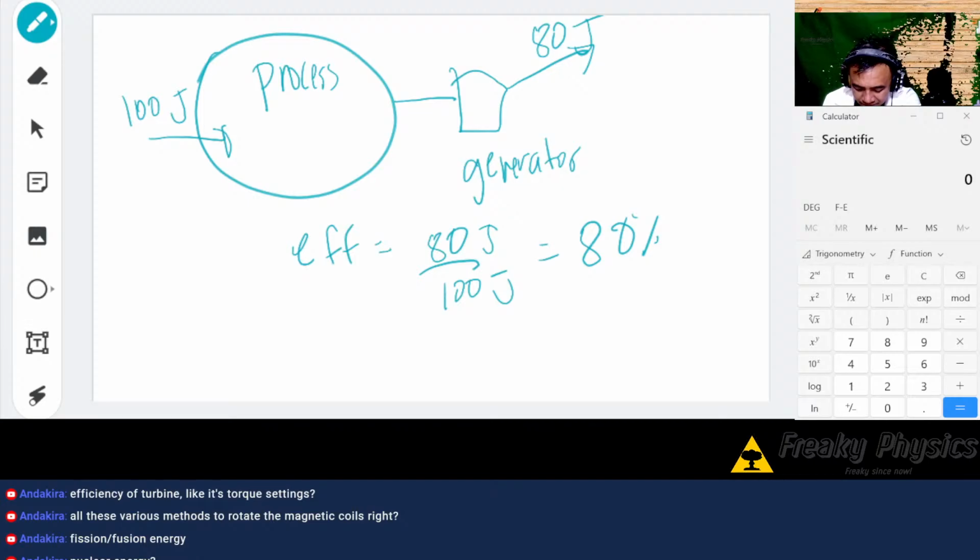The thing about efficiency is the more steps you put into a process, the less efficient the whole process becomes. So we want to minimize the number of steps in the process.